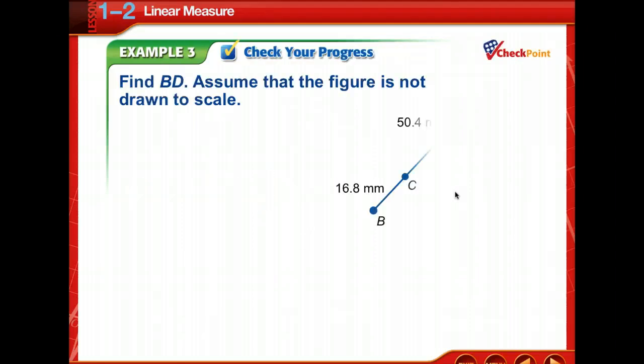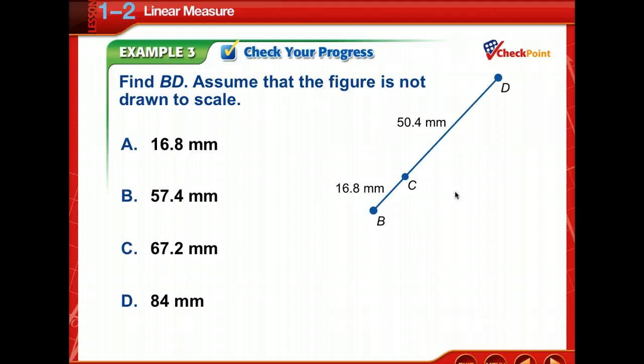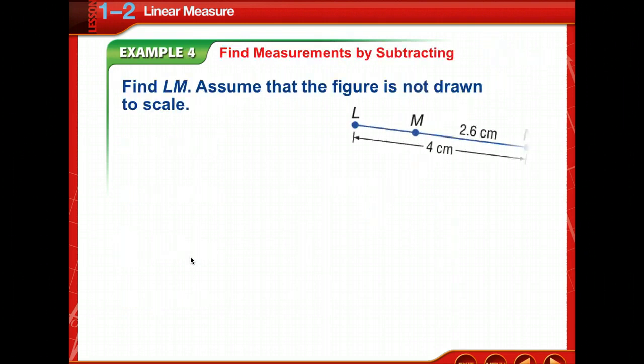Okay, try your hand at this one. Pause for a moment, then come back and check your answer. That was easy, wasn't it? 16.8 millimeters plus 50.4 millimeters is 67.2 millimeters. Okay, so let's kick it up a notch.